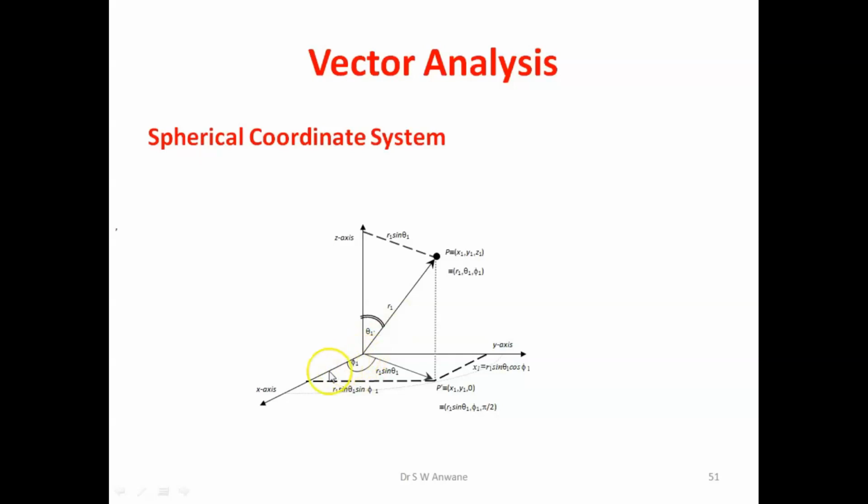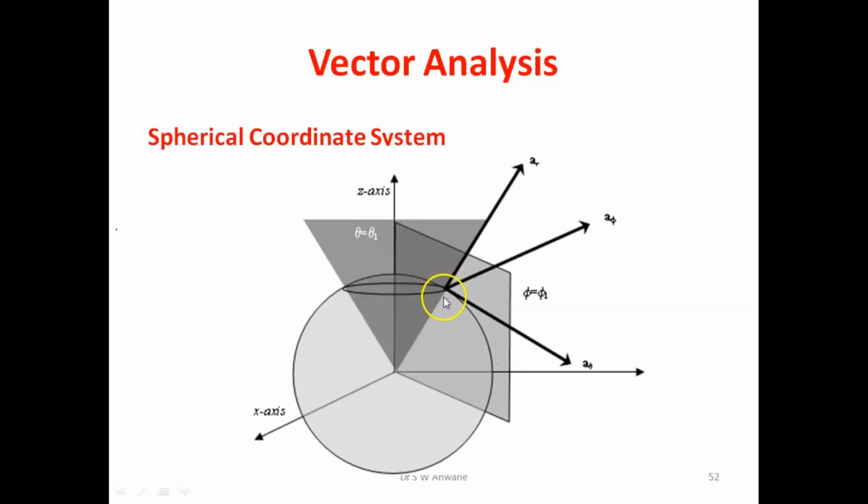Now the x coordinate of this point P dash is x1, which is r1 sin theta 1 cos phi 1, and the y coordinate y1 is equal to r1 sin theta 1 sin phi 1. The perpendicular distance of the point P from the z axis is r1 sin theta 1, and this is the same distance being tracked here. So if you consider sine of theta 1, this angle is pi by 2. Front side upon hypotenuse will be sine of theta, and therefore this perpendicular distance will be r1 sine of theta 1.